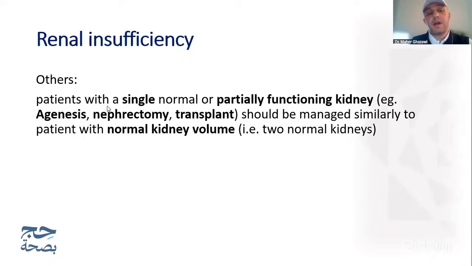So we have other scenarios regarding renal insufficiency. If the patient has only a single normal kidney or partially functioning kidney, like agenesis, nephrectomy, or previous transplant, all those patients should be managed similarly to a patient with normal kidney volume. Check the GFR. If the GFR is normal, proceed. If the GFR is abnormal, stop. Prepare the patient first. So we have to deal with all these scenarios as two normal kidneys. Agenesis, nephrectomy, transplant, check the GFR again. There is no special consideration regarding this group or this scenario.